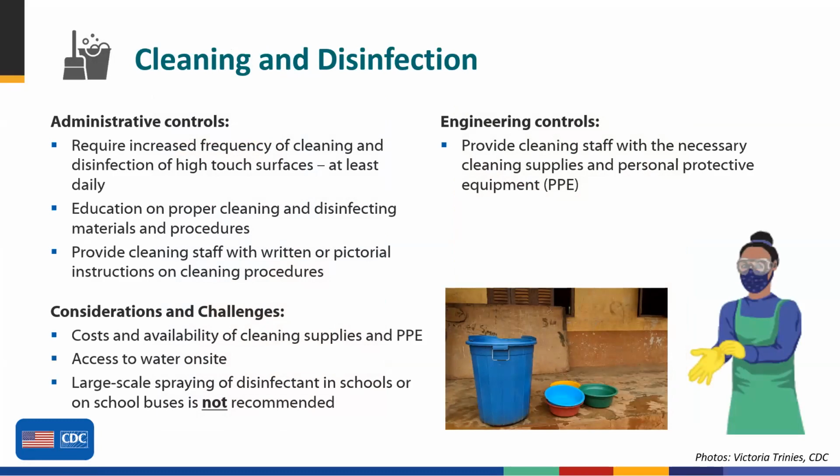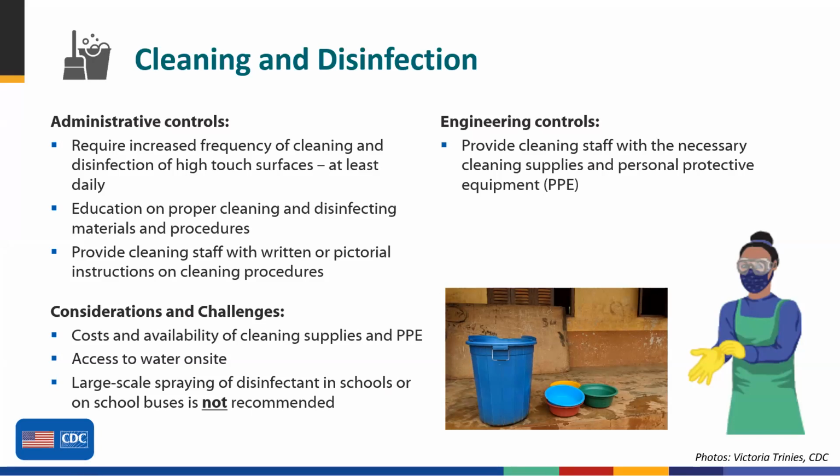Moving on to cleaning and disinfection. Administrative controls include setting up frequent cleaning and disinfection of high-touch surfaces, such as railings, desks and tables, door and window handles, toilet surfaces, toys, teaching or learning aids, and any material that is used and especially shared by students. Cleaning and disinfection should be done at least once a day and between cohorts if the school is using an alternating schedule. Schools should also be sure that anyone responsible for cleaning receives proper training and that cleaners have written or pictorial instructions to follow.